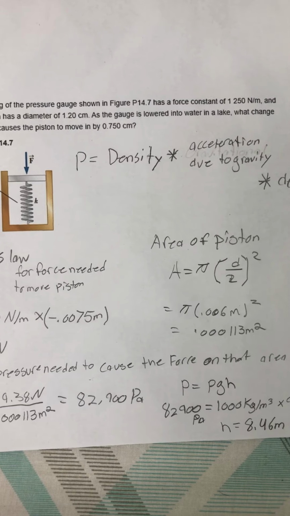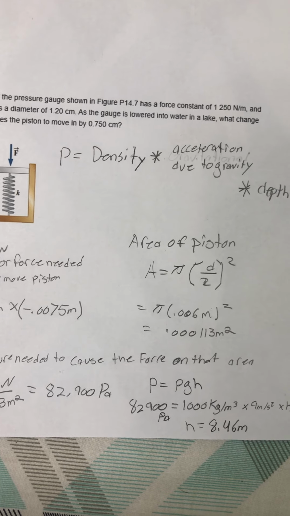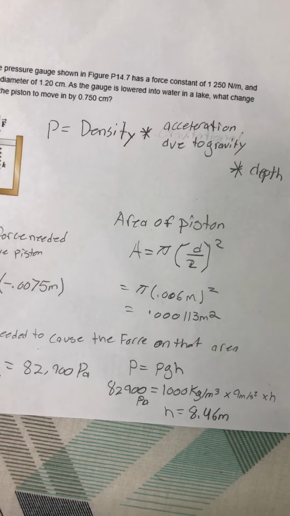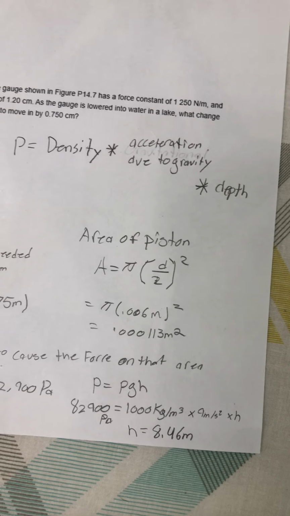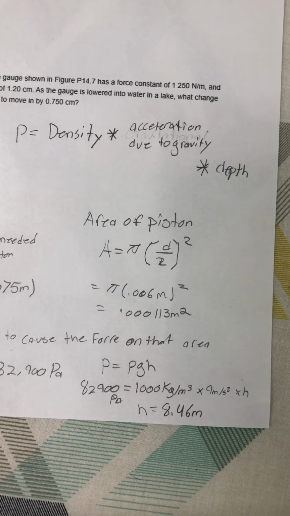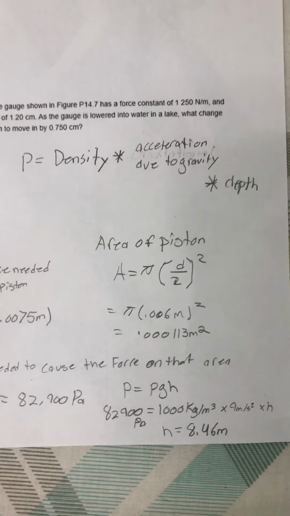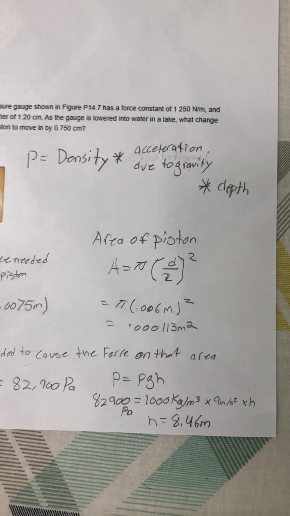And then we get P is equal to rho g h, so we have 82,900 is equal to 1,000 kilograms per meter cubed times 9.8 meters per second squared times our h. And then solving for h, we get 8.46 meters. And then that is it for this final.